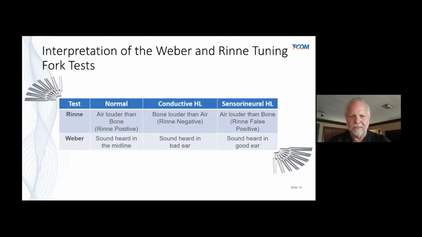So here's just a nice summary slide. I have stopped using the terms negative and positive. I think it leads to too much confusion. Just document whether or not air is louder than bone in the Rinne, and on which ear you're testing, and on the Weber, whether it sounds in the midline, whether it goes to the bad ear or whether it goes to the good ear. With that information, you have almost everything you need to make a preliminary diagnosis as to what type of hearing loss the patient is complaining of.